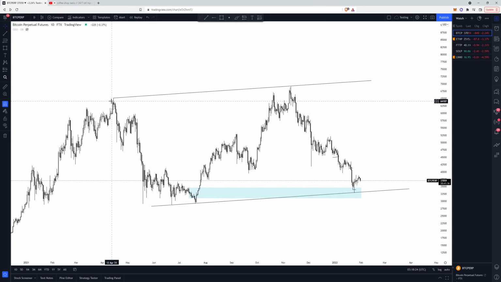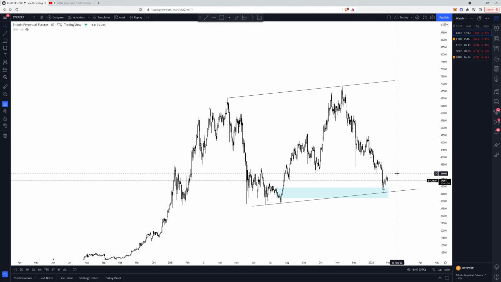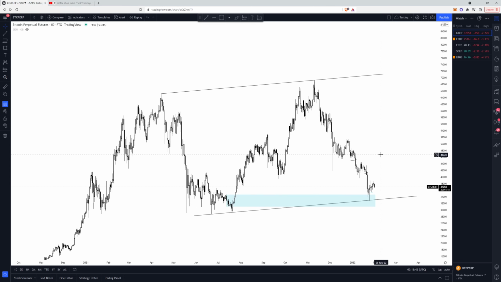So just drawing up this channel here. We are reaching into higher time frame support, so I see no reason why we shouldn't see a decent sized retrace here. We haven't seen anything sizable since the start of the down move, so I think longs at the start of this week are favored.